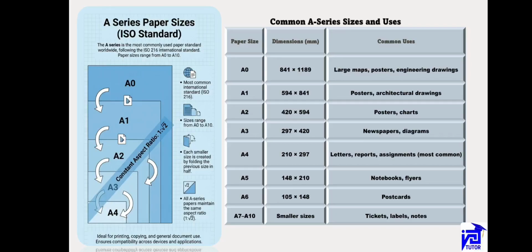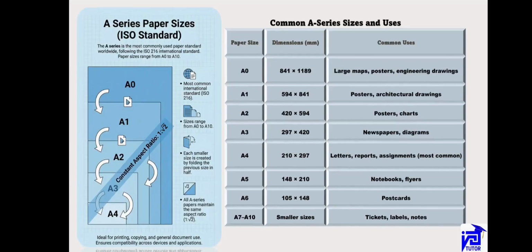So they have a constant aspect ratio. All A-series paper maintains the same aspect ratio, that is 1 to the square root of 2, approximately 1.4. So this A-series is ideal for printing, for copying, and general document use, and it ensures compatibility across all applications. Just as we said, it is the most commonly used.